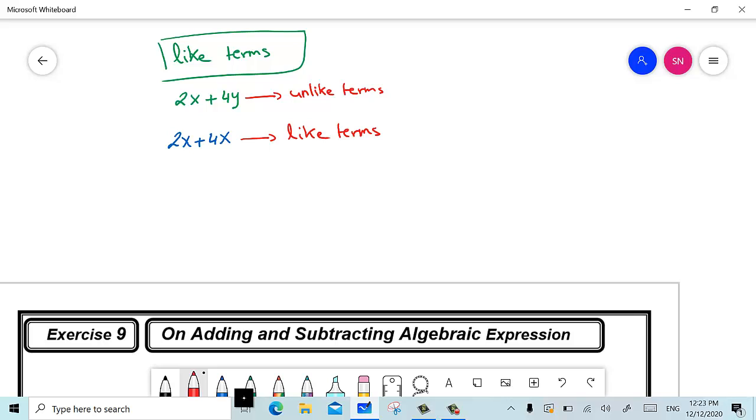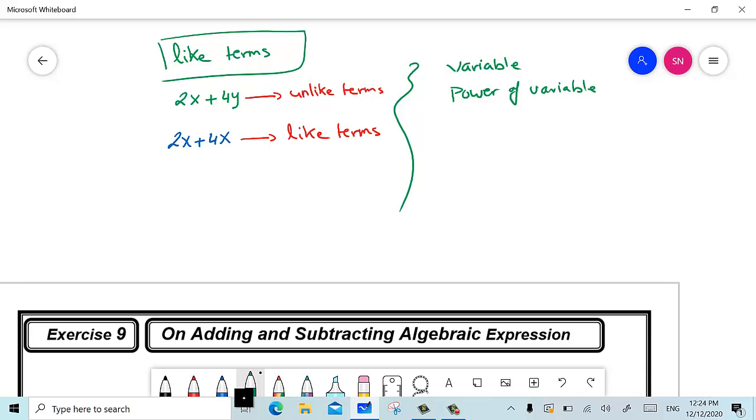We also said that to say that two terms are like, I look for the variable. The variable in the two terms must be the same. And not only the variable, but also the power of the variable in both terms should be the same. So again, to say that two terms or more are like terms, they must have the same variable, and this variable is having the same powers in the two terms.